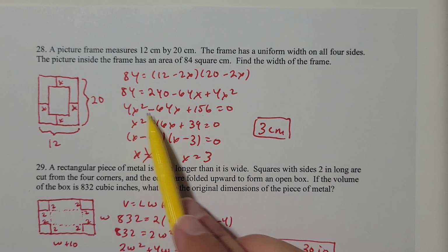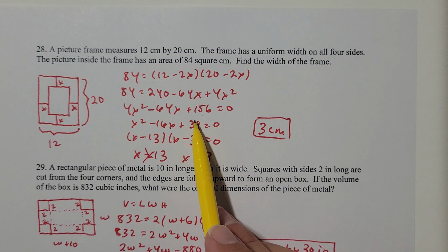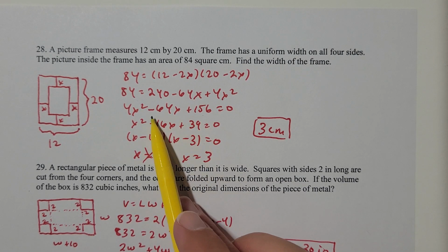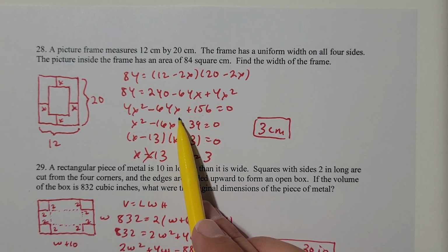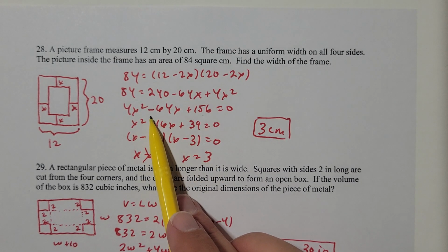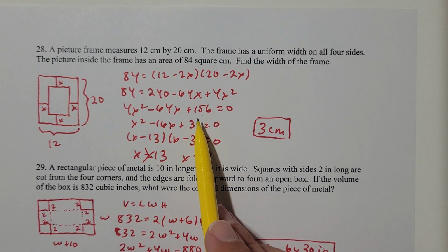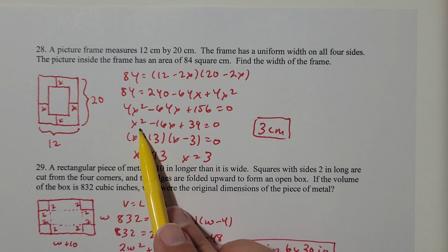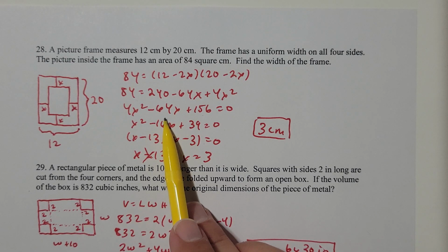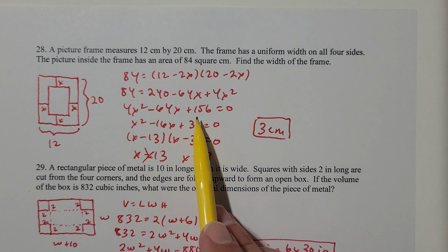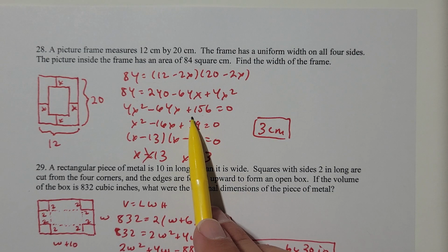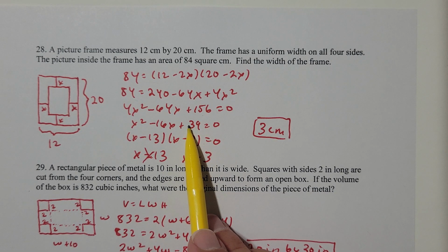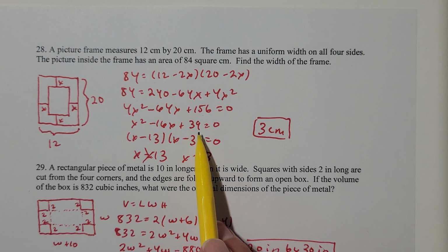4 is going to go into these numbers evenly. All 3 of these numbers are even numbers, so I can make the numbers a bit nicer than what they are. And again, look for those times where you can make the numbers nicer, because it's very difficult to try to factor this one right here. 4 has more factors, and 156 has a lot of factors. So if we divide both sides by 4, you get x squared minus 64 over 4 is 16, so minus 16x plus 156 divided by 4 is 39. That's all equal to 0.